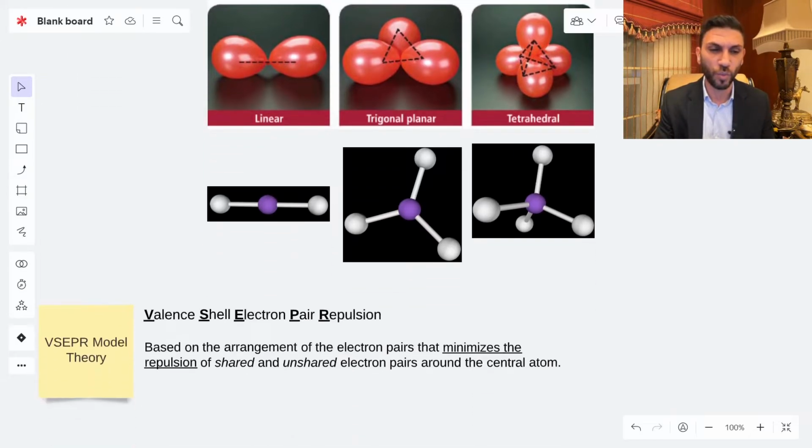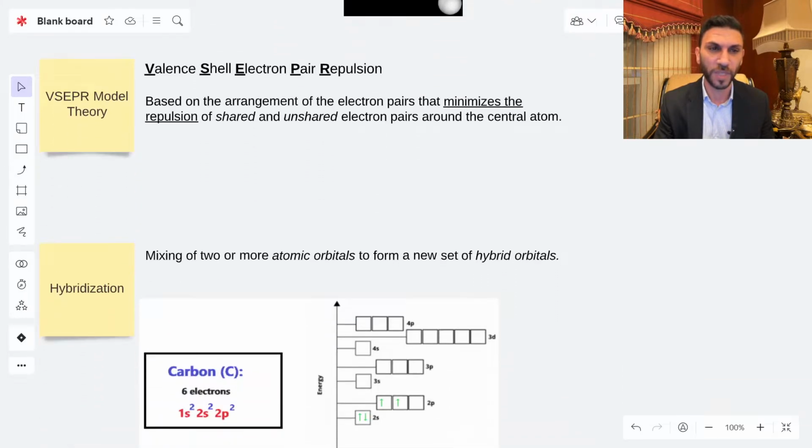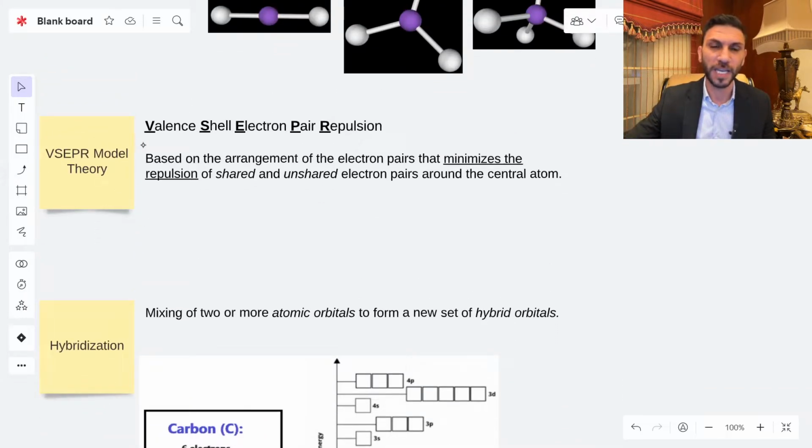So let's check first what is VSEPR model theory. VSEPR is an abbreviation for the valence shell electron pair repulsion. So there is repulsion between the valence shell electron pairs, whether they are bonded pairs or unbonded pairs, shared or lone pairs. Based on the arrangement of the electron pairs that minimizes the repulsion, we need the repulsion between those pairs to be the minimum, of the shared and unshared electron pairs around the central atom. So the most important thing here is the central atom. We always study the central atom.